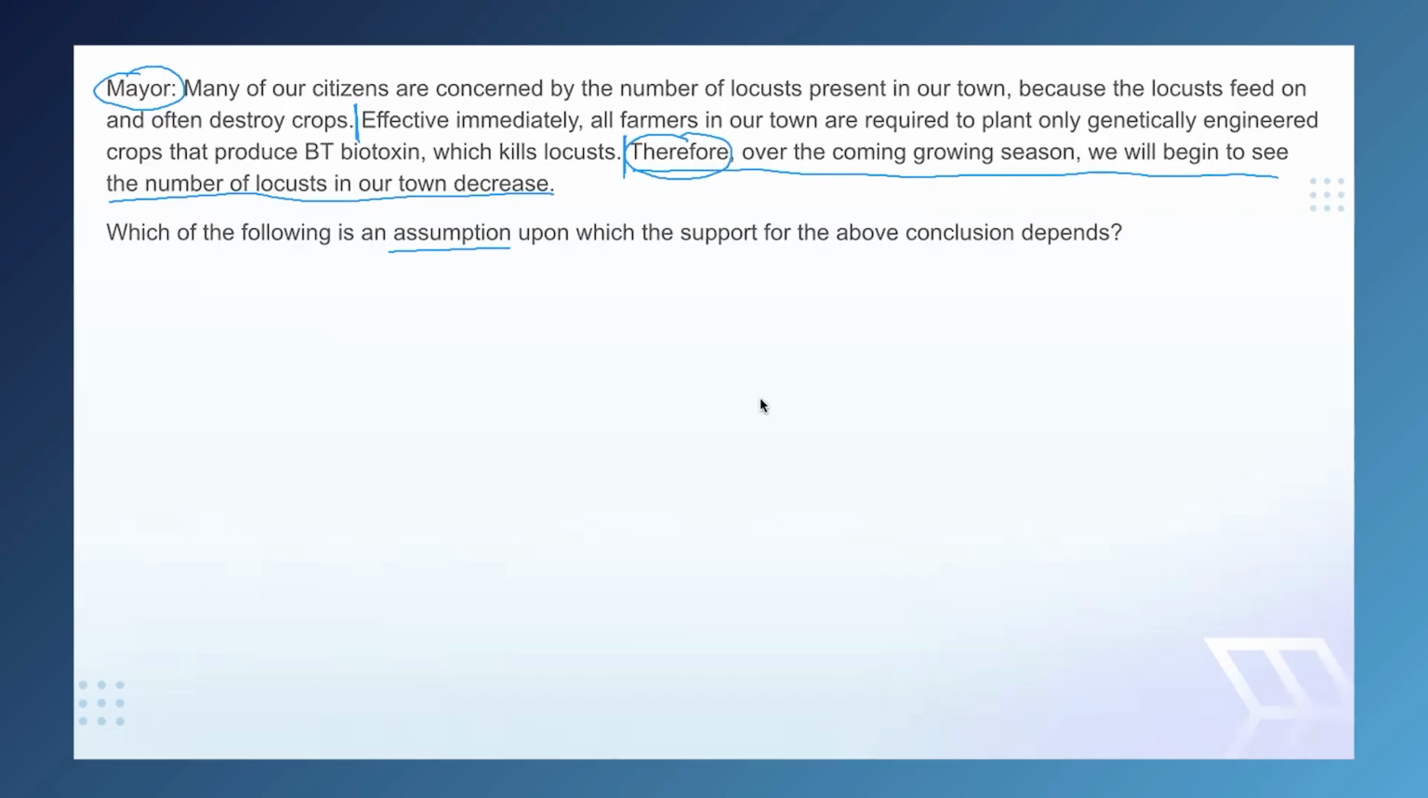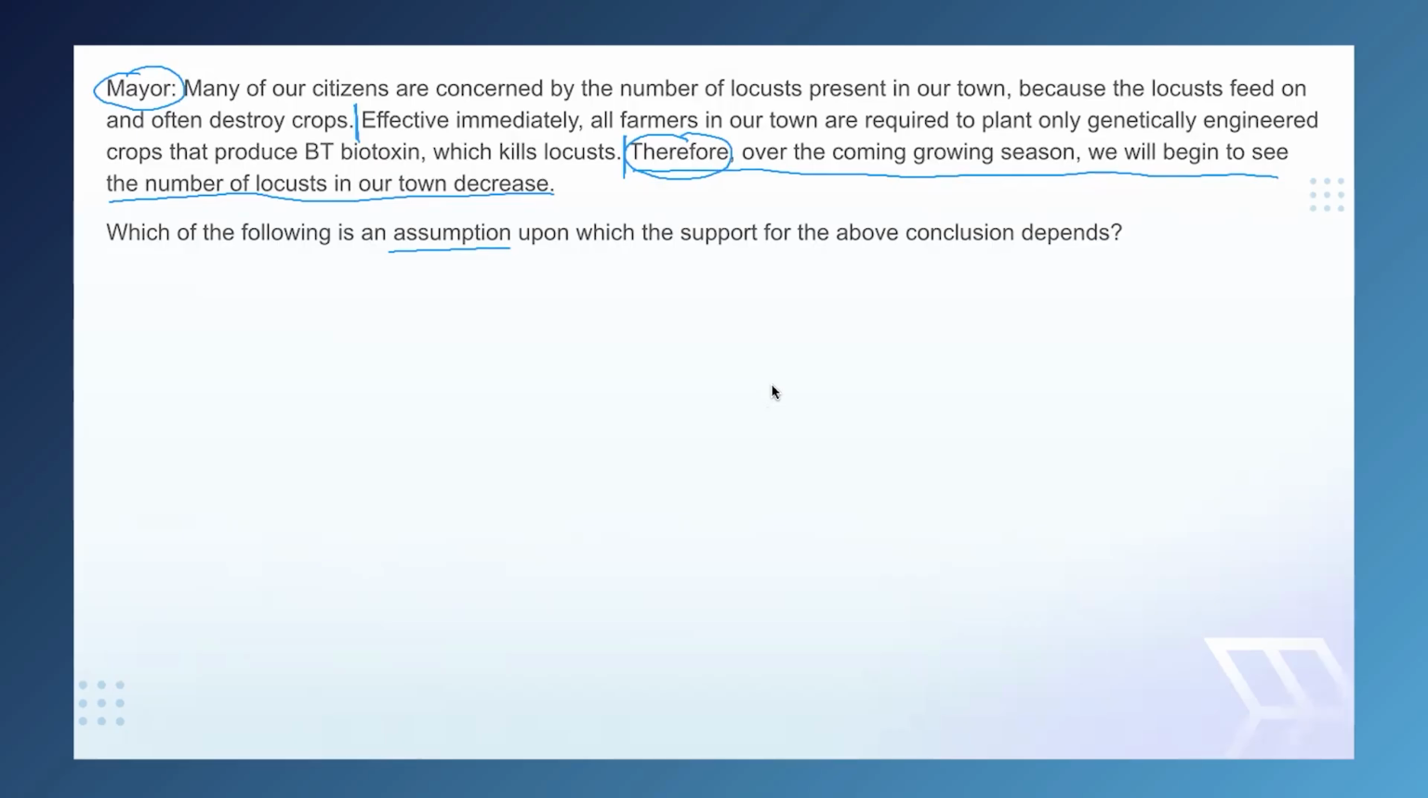Okay, so what's the flaw? Now, if something's jumping out at you immediately, that's great. I'm going to be honest, nothing jumped out at me when I read this problem. I looked at the plan, effective immediately. You're required to plant only genetically engineered crops that produce Bt biotoxin, which kills locusts. I don't know, that's a pretty solid plan, right? And the conclusion seems like it would follow. It's not saying all of the locusts will be gone, it just says it will decrease.